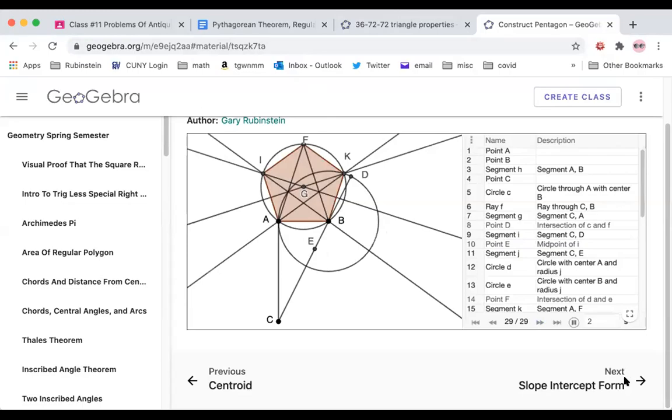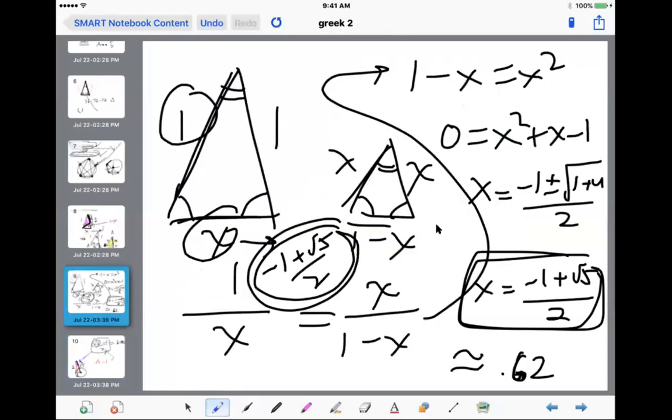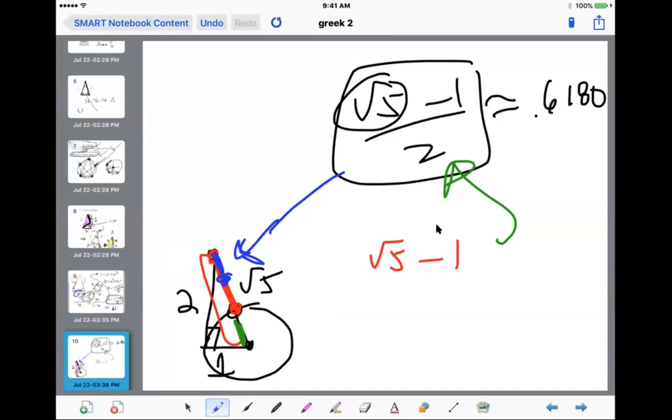Because we can use math to figure out the proportions in a 36, 72, 72 triangle, we could use those proportions to eventually create a 36, 72, 72 triangle.